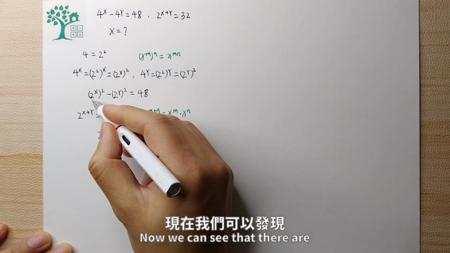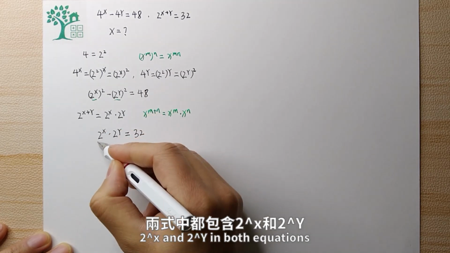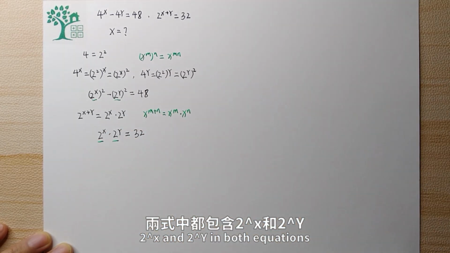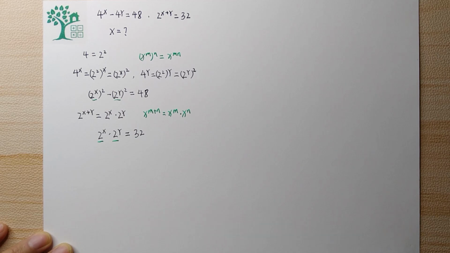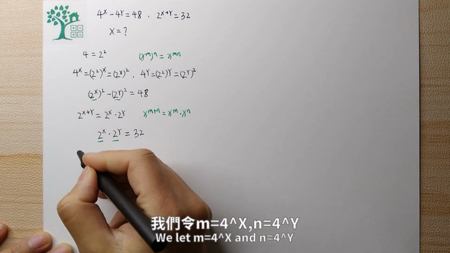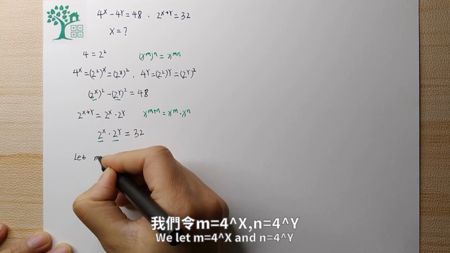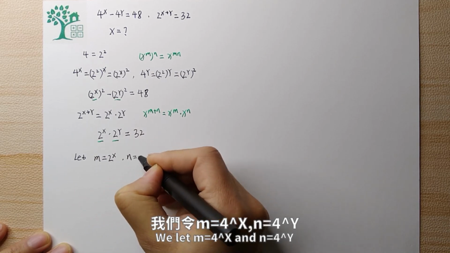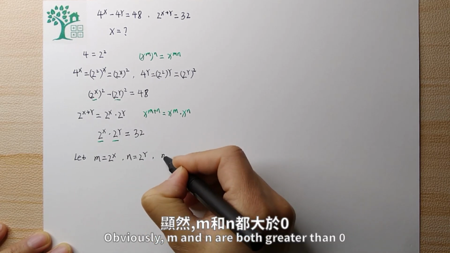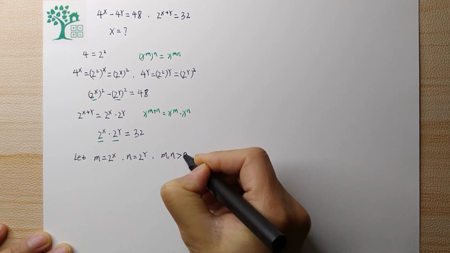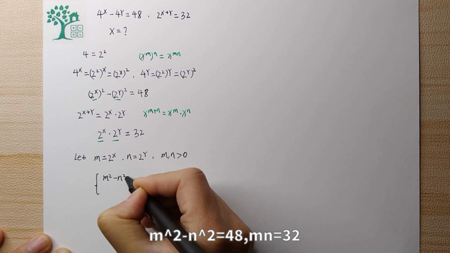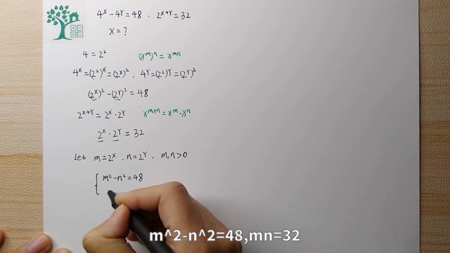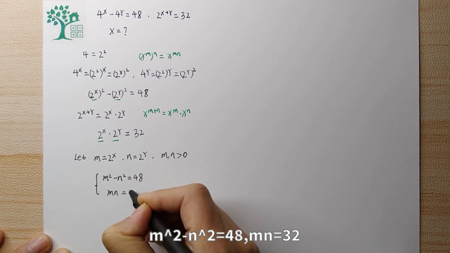Now we can see that there are 2 to the power of x and 2 to the power of y in both equations. At this time, a word will flash through our minds. Substitution. We let m equals 4 to the power of x and n equals 4 to the power of y. Obviously, m and n are both greater than 0. Then we get a new system of equations, m squared minus n squared equals 48, m times n equals 32.